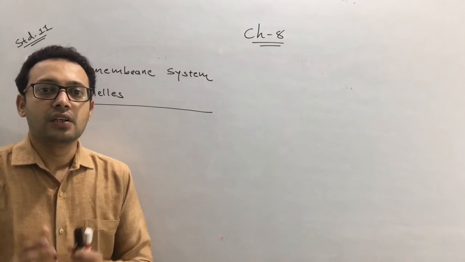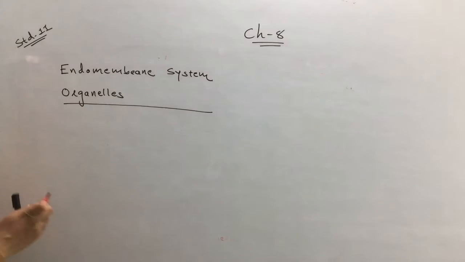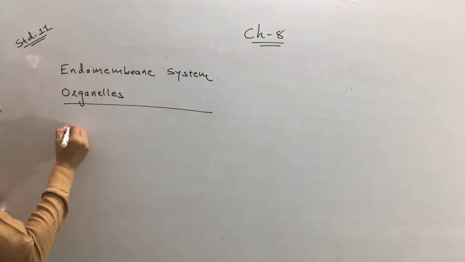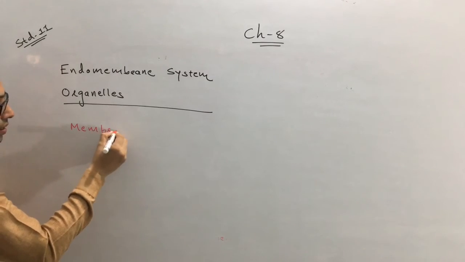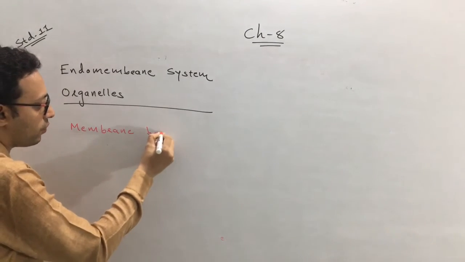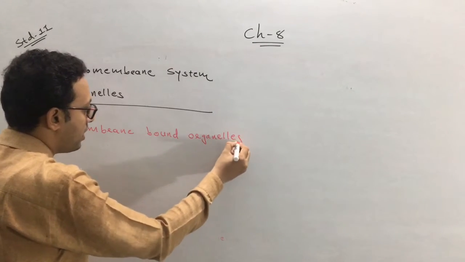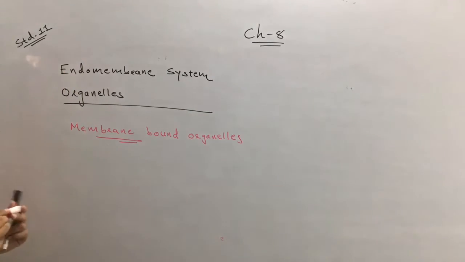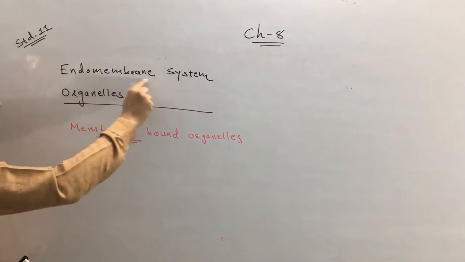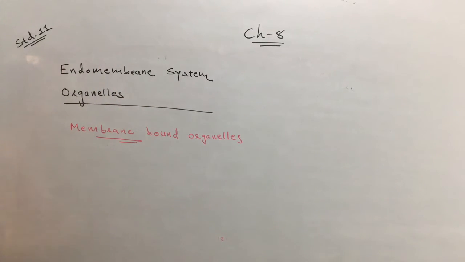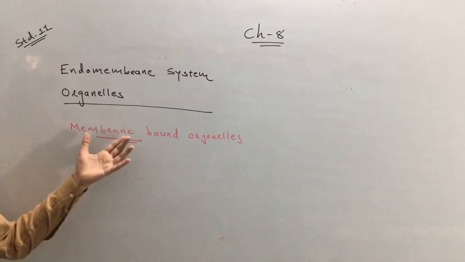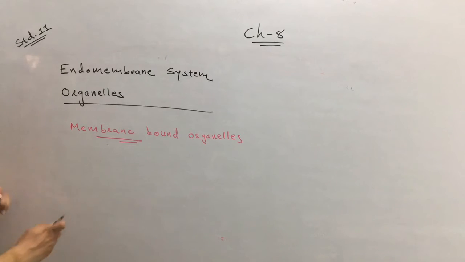To understand the endomembrane system organelles, we should know which are the membrane bound organelles. So I just write down the membrane bound organelles first. What is the meaning of membrane bound organelles? Those organelles which are covered by a membrane are called membrane bound organelles. There is a difference between endomembrane system organelles and membrane bound organelles, but to understand this, first you should know which are membrane bound organelles. So I just list out which are the membrane bound organelles.